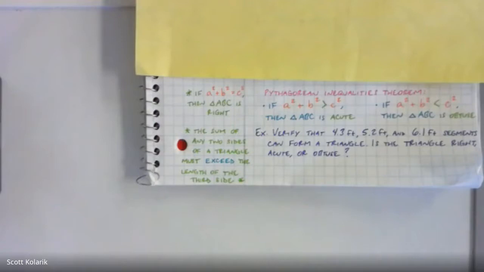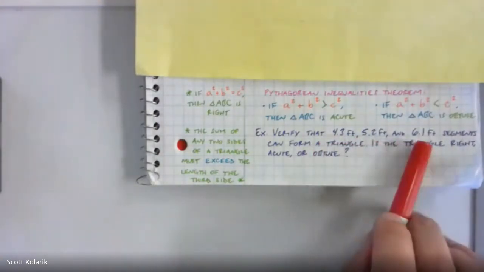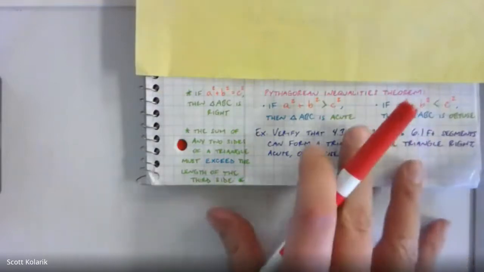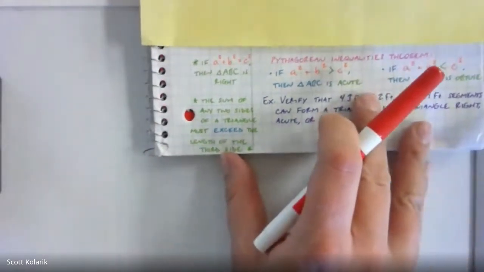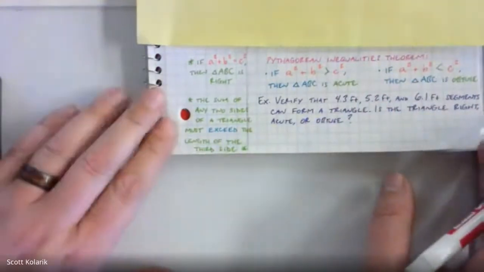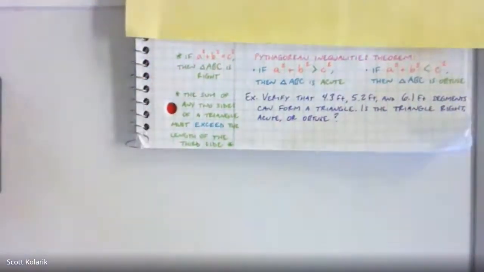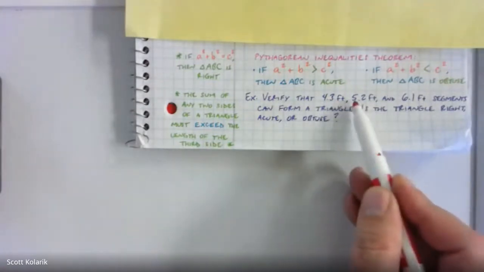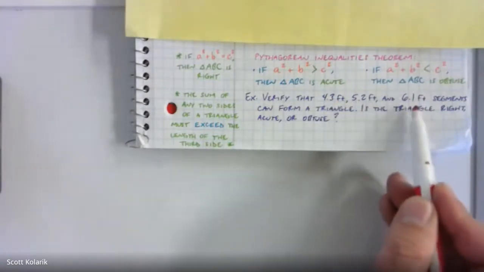And as I've said before a couple times now, it's worth repeating that of the three segments, the longest of the three, the 6.1 here, would have to be the hypotenuse, because the hypotenuse has to be the longest side because it's opposite the largest angle. Because in a right triangle, that largest angle would be 90 degrees. So in this case, I could designate A and B being either one of these. It does not matter. C would have to be the 6.1 feet.